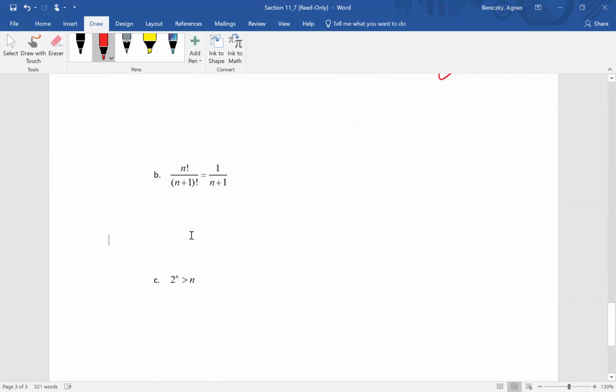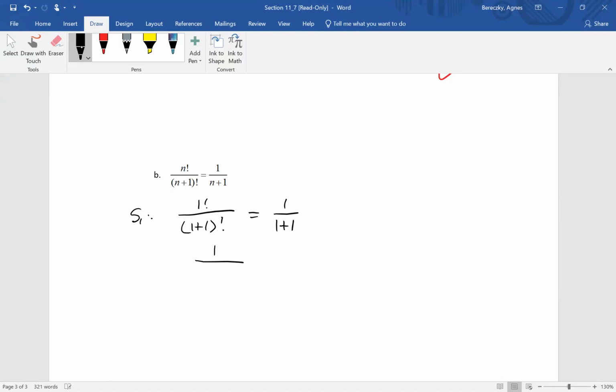Let's look at our next example. We will deal with factorials. So first we're going to start with plugging 1 in for n. So 1 factorial over 1 plus 1 factorial should equal 1 over 1 plus 1. 1 factorial is 1, over 2 factorial is 2, equals 1/2. So 1/2 does equal 1/2. So we proved that first step, that S1 was indeed true.